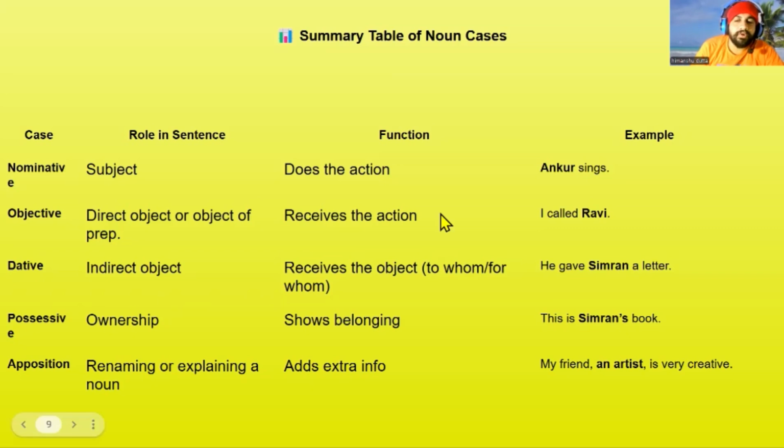I hope you would have understood from the given information. So you can take the screenshot of this summary table of noun cases, and you can just memorize all these in very short and brief information rather than just going through the whole chapters and everything and then trying to perform your exercise. You will be able to understand, you will be able to answer your questions.